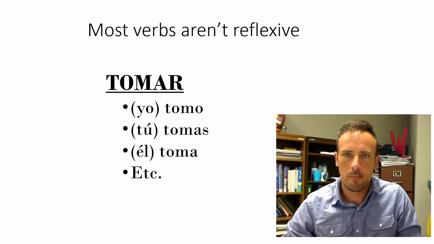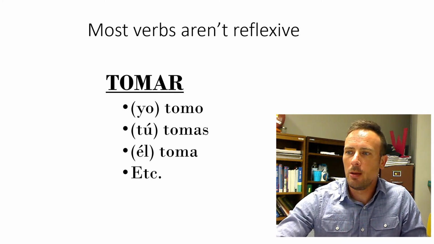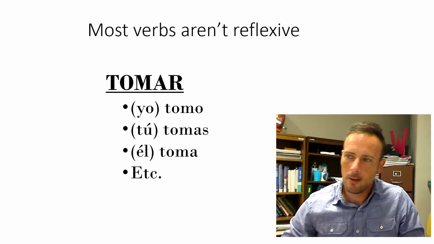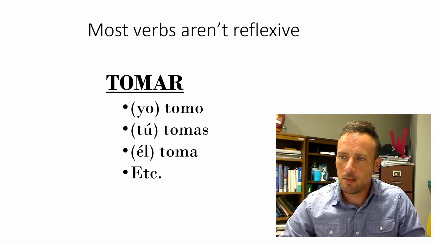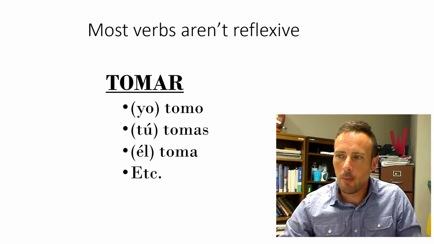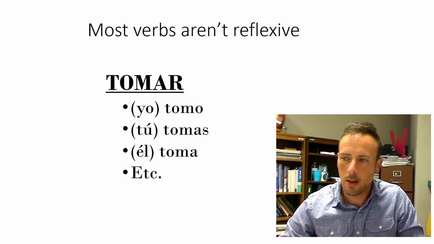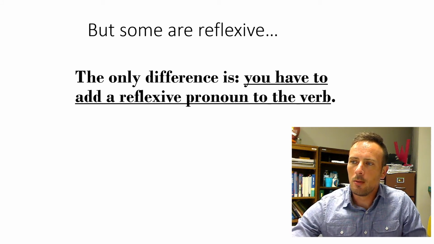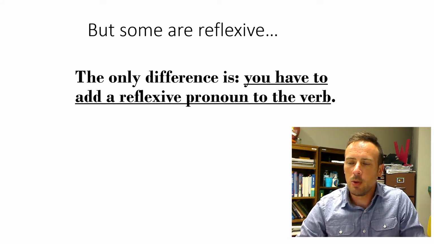That's all. So in this PowerPoint, you see I'm giving you the example of the verb tomar, right? To take or to drink in some cases. So you see the conjugation there, right? So I take, yo tomo. You take, tú tomas, etc. Okay? All right. So what's the difference between a verb like that and a reflexive verb?